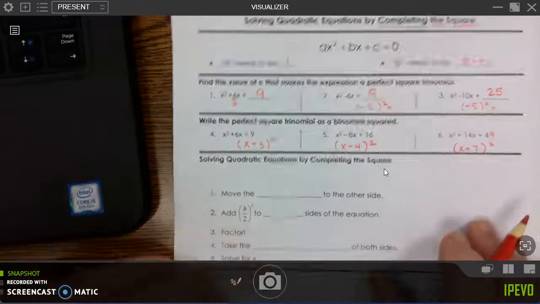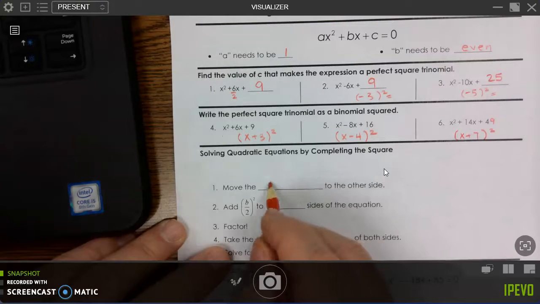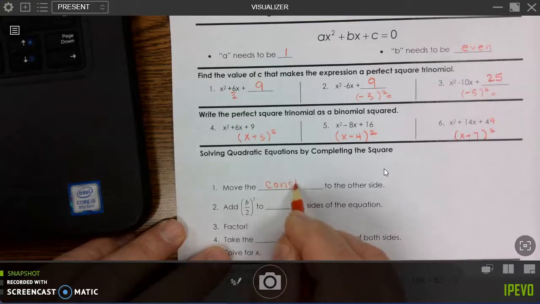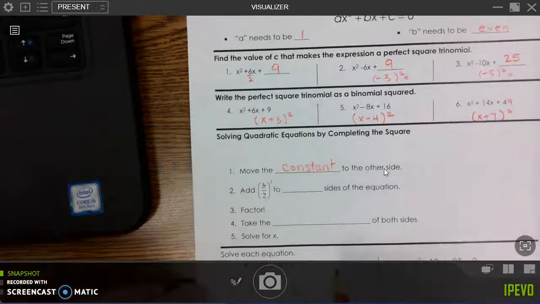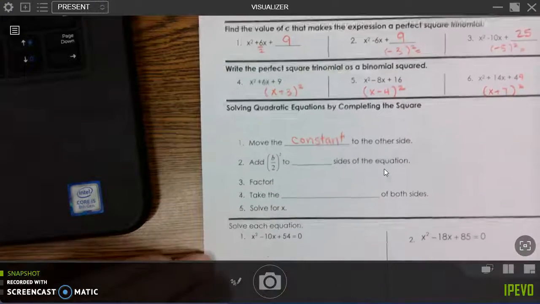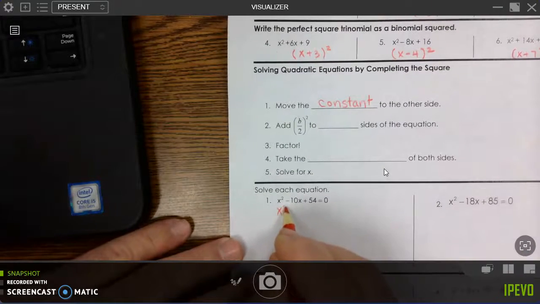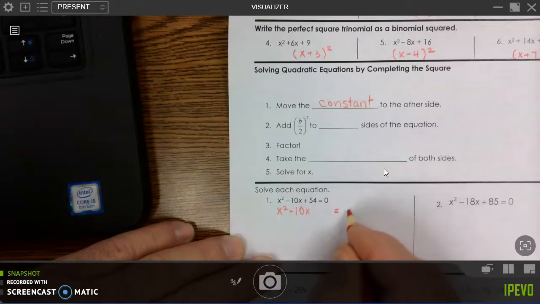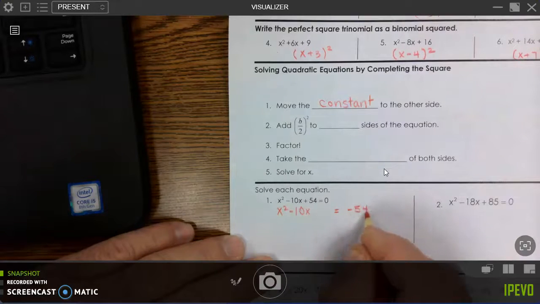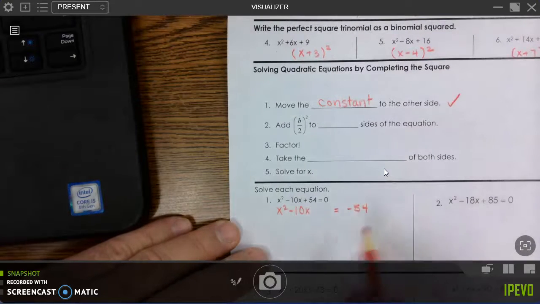Okay? Now, here are the instructions. First of all, move the constant to the other side. You'll see what all this means when I start working the problem. Well, I'll actually do it. Each time I write down a step, I'll do it down here. X squared minus 10x equals negative 54. Okay? Step 1, done. Step 2, take half of b and square it.